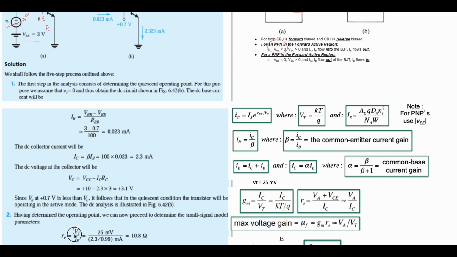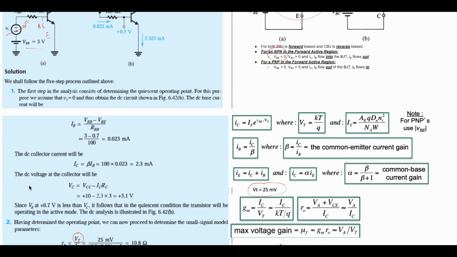This VT is always going to be 25 millivolts. Sometimes the author writes it as 26 millivolts, and that's okay too. But looking at the DC voltage at our collector, we have our VC is equal to VCC minus our IC times RC. And this is basically just getting the voltage of our current, right?